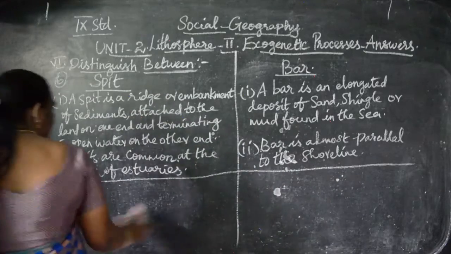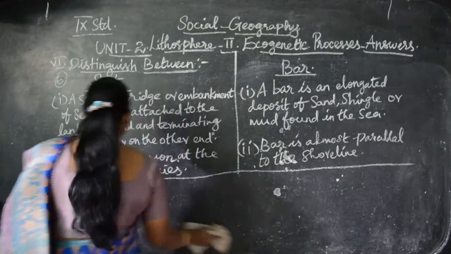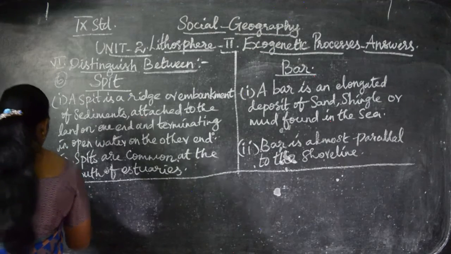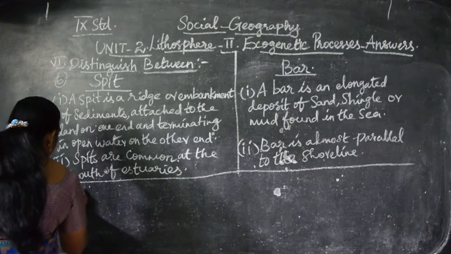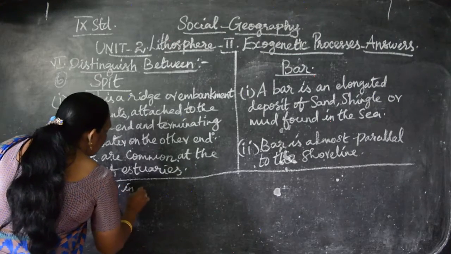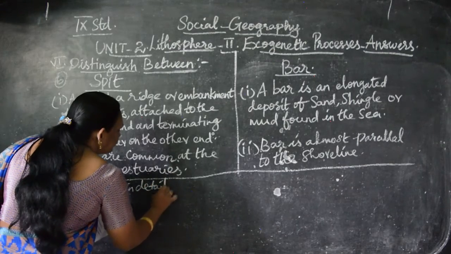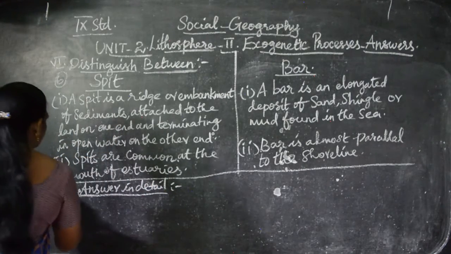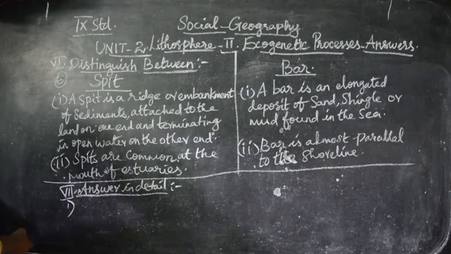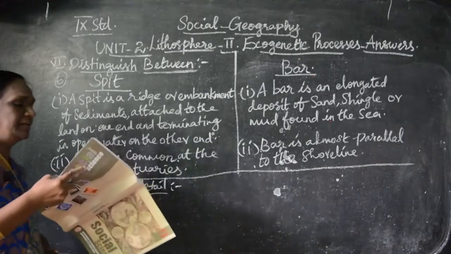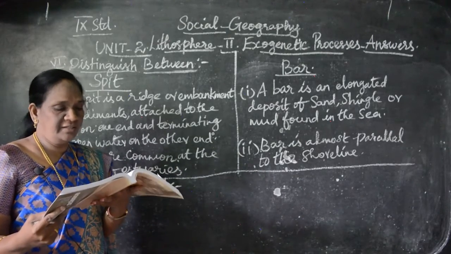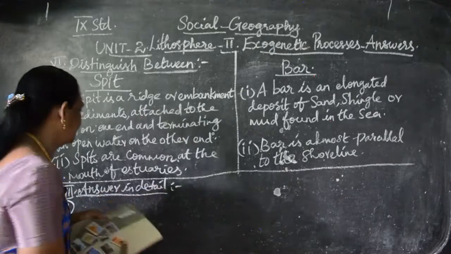And now, I'll give you the detailed answer. That is Roman letter 7. Answer in detail. Answer in paragraph answer, that is. Detail answer means paragraph answer. I'll read out the question. First one. Write a note on weathering. Classify and explain. You have to explain about weathering.